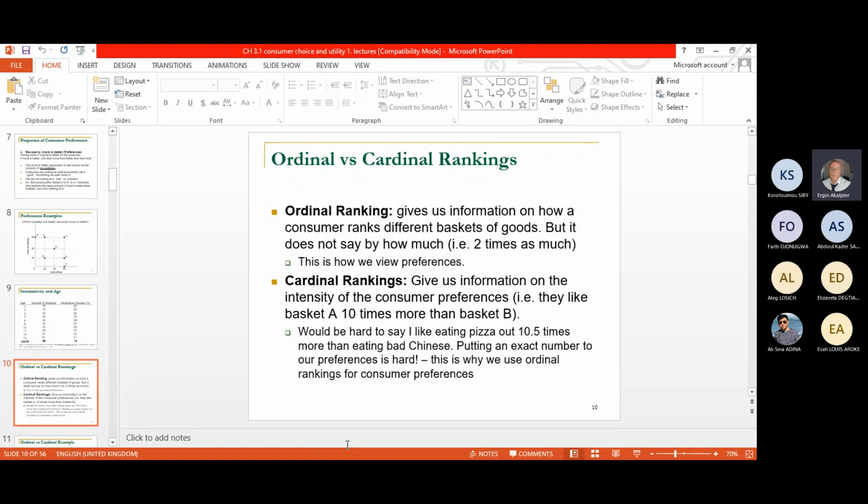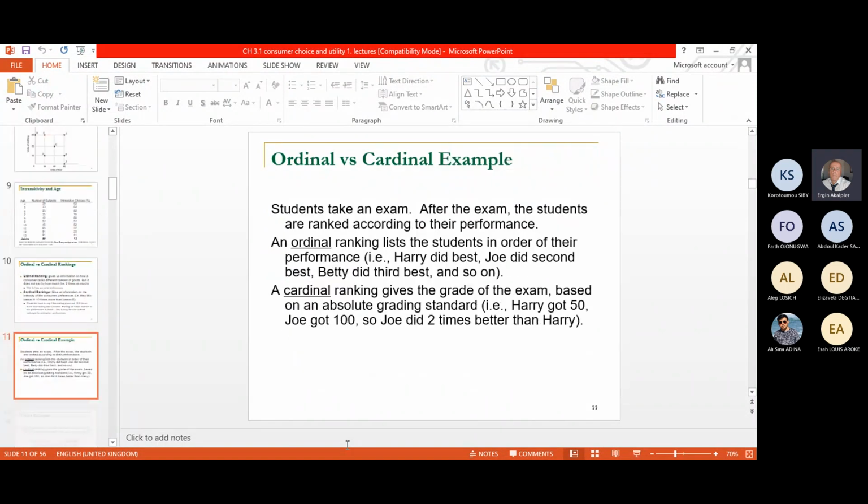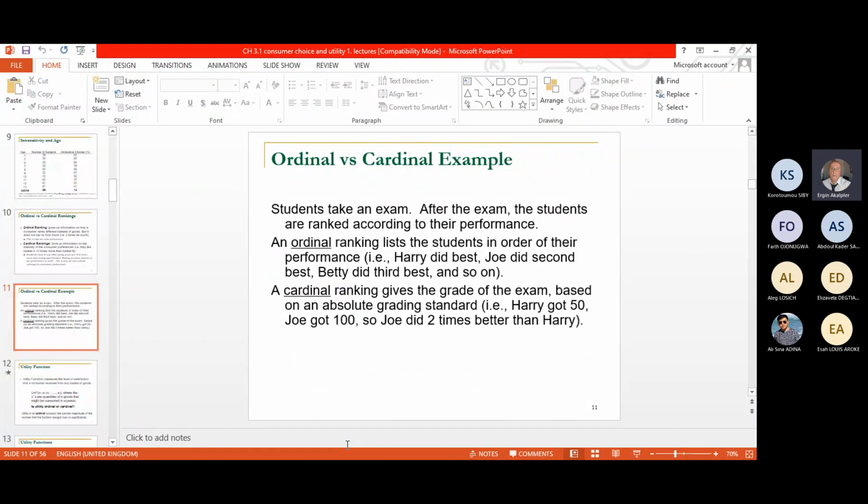This is why we use ordinal ranking for consumer preferences, because you are not going to make this comparison exactly, because the preferences are not very unique and very similar to each other or to each person. Students take an exam.